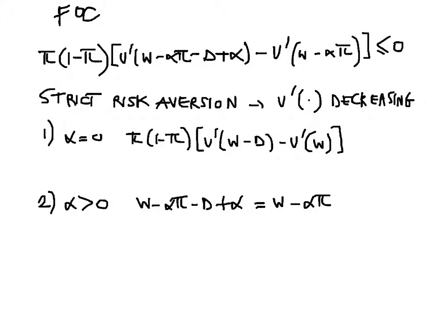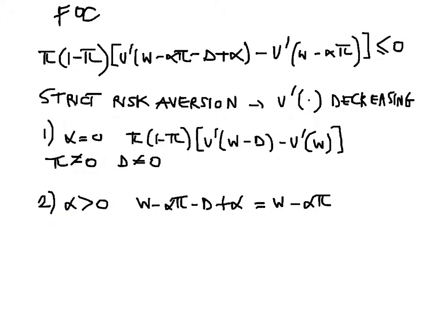But if we assume that pi is not equal to 0 and that d is not equal to 0, then this first order condition can never be satisfied. And that's because this amount here is smaller than this amount. And so because u prime is strictly decreasing, this here will be greater than this amount. And so in turn, the difference will always be positive. So this term here will always be positive. So alpha equal to 0 can never be a solution.